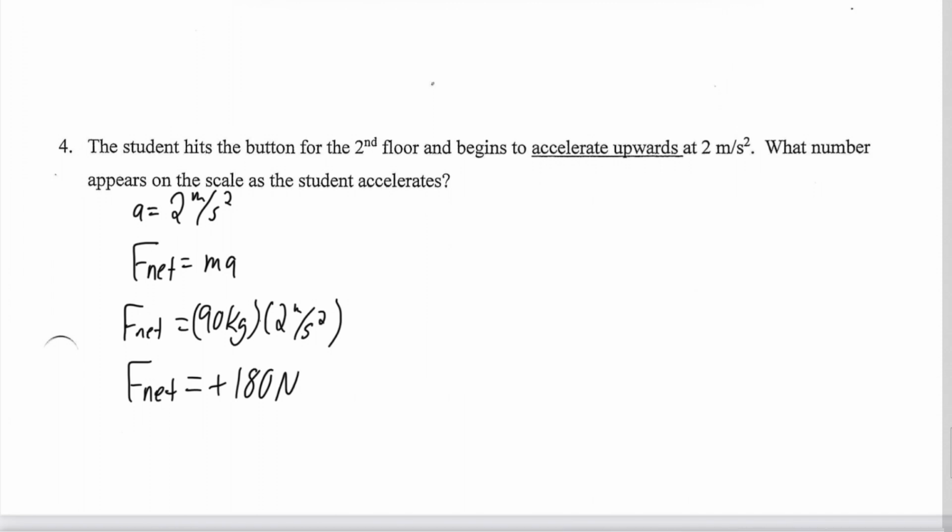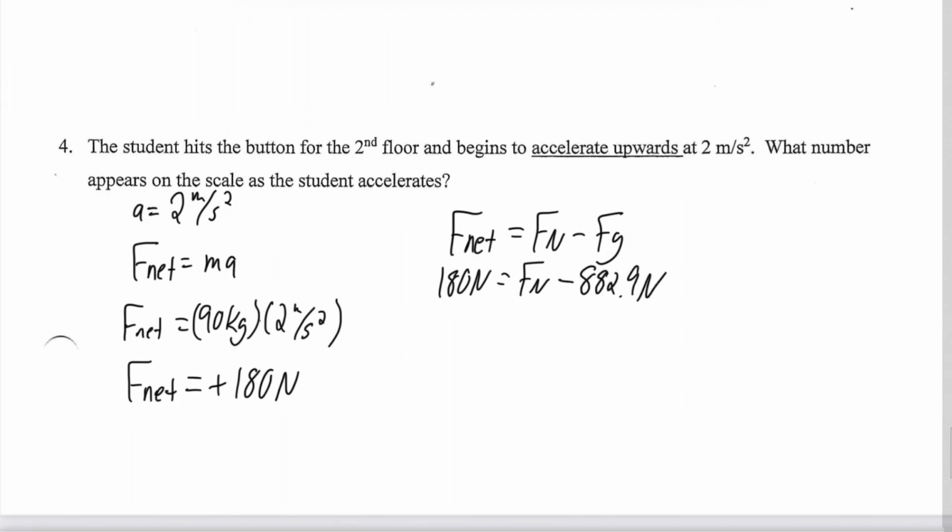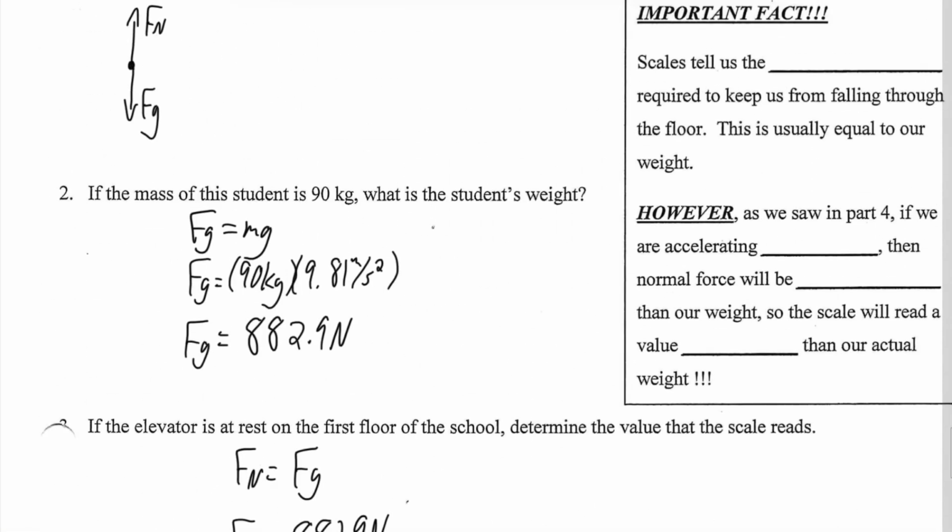Just like before, we can set up our net force equation, this time our sum of forces. It's going to be equal to our normal force minus our weight. We can see that our net force is 180 newtons, equal to our normal force, because that's what we're looking for, minus our weight, which we found to be 882.9 newtons. So now we can solve for our normal force and find that it is equal to 1062.9 newtons.